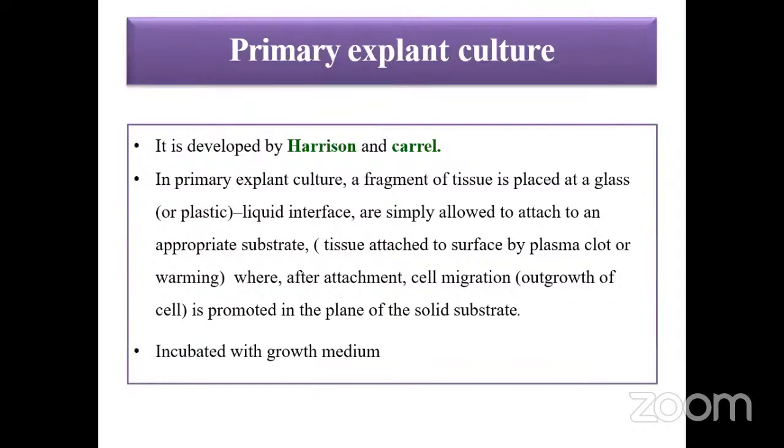So what is the primary explant culture? This was developed by Harrison and Carrel. The primary explant culture is nothing but a fragment of tissue, whatever the tissue extracted, that is directly placed on the glass or plastic liquid interface and will give the proper support or substrate, which can be a plasma clot. And then the attachment takes place and then the cell migration takes place. Cell migration is nothing but the growth, how the cells will be growing in the three-dimensional structure. So this is incubated in the growth medium.